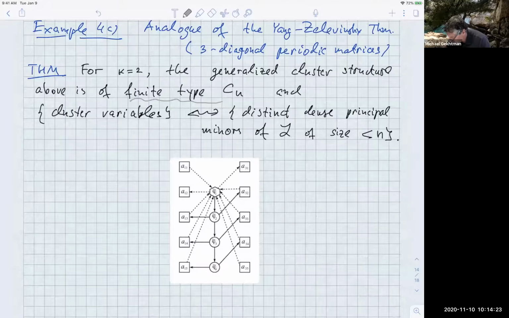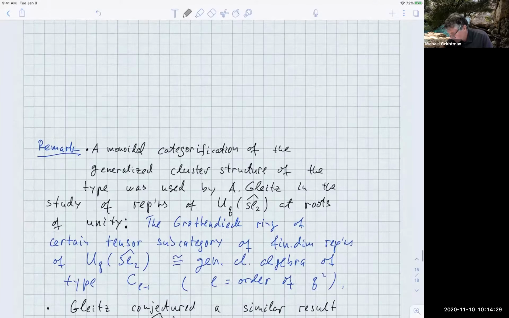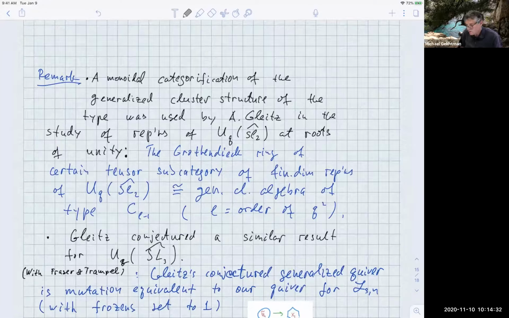And there are some other nice things to consider in this situation. Let me list them as a remark. It was observed by Anne Gleit's student of Bernard Leclerc that, in the case of representations of U_q(sl_2 hat) at roots of unity, the Grothendieck ring of a certain tensor subcategory of finite dimensional representations is actually a generalized cluster algebra of this type C.